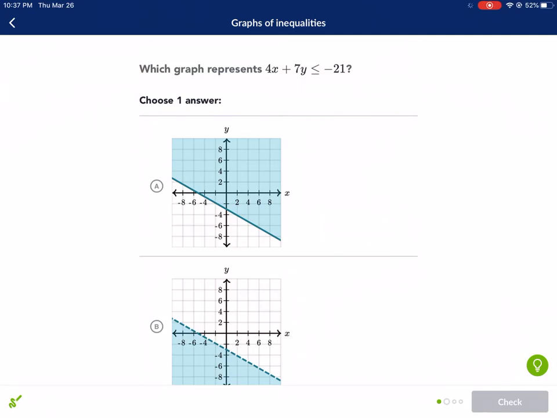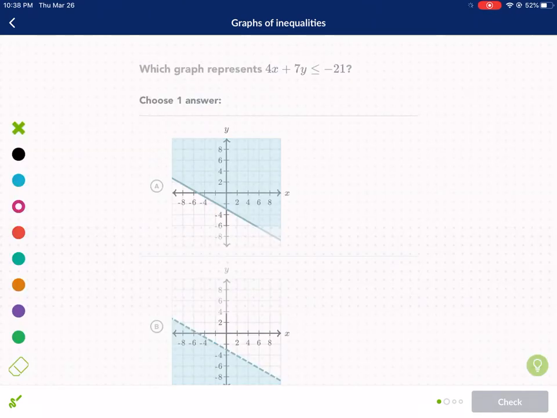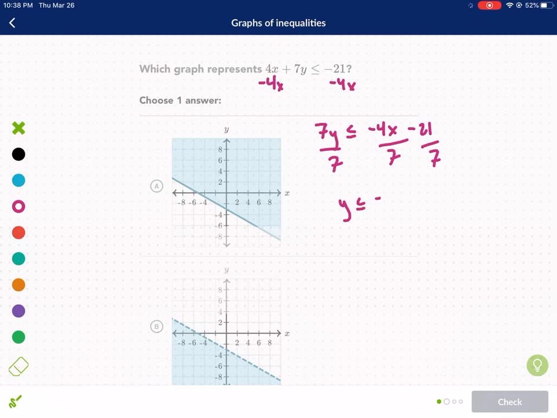So we have 4x plus 7y is less than or equal to 21. First thing I like to do is convert it to slope-intercept form. So I'm going to subtract 4x from both sides. Now I have 7y is less than or equal to negative 4x, and I'm going to put the x's first, plus 21. Since they're not like terms, you can just rearrange them to the order that you prefer. Now I'm going to divide both sides by 7. Make sure you divide all the terms by 7, not just the 21. And now I have y is less than or equal to negative 4 over 7x plus 3.